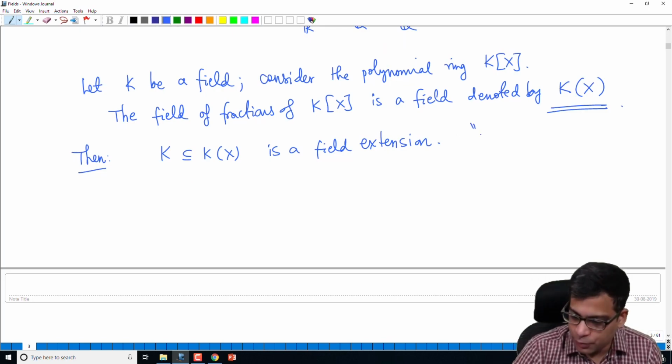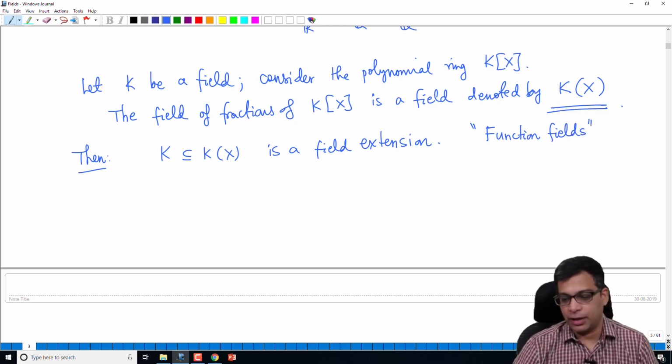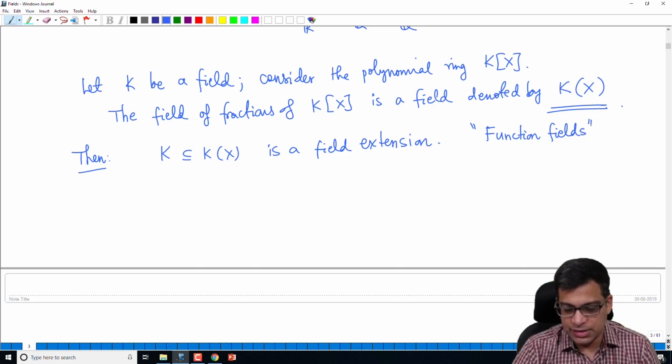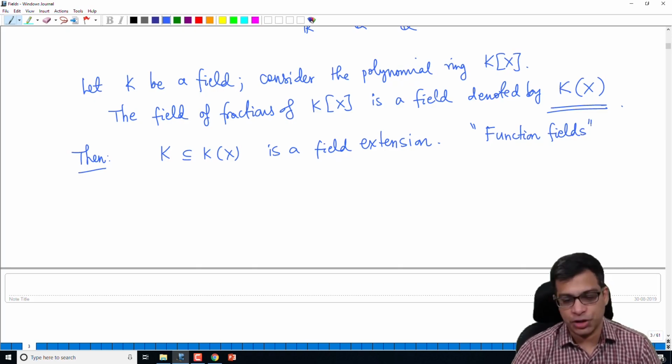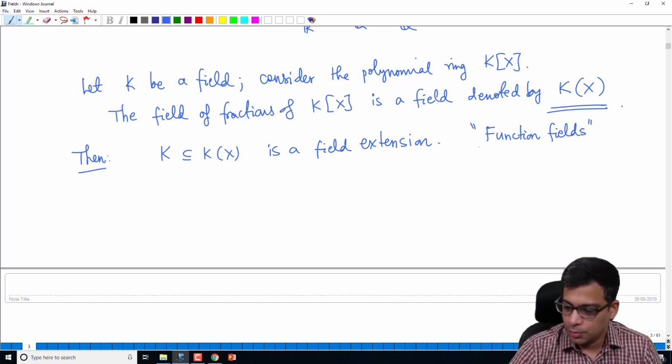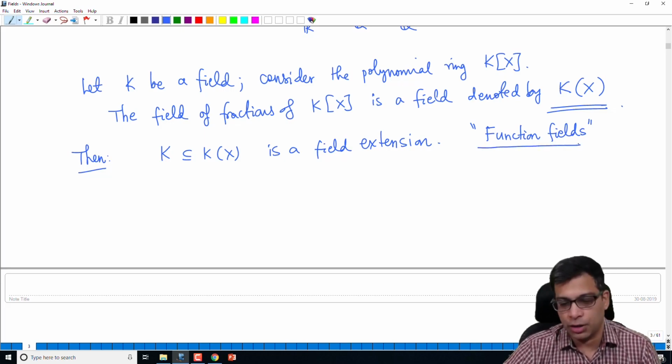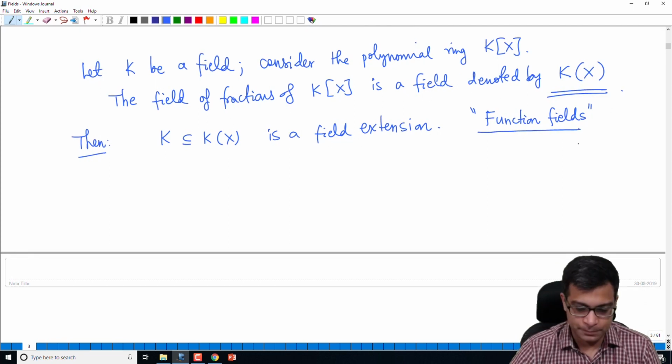And this we are not going to study that much. These are examples of what are called function fields. The terminology comes from algebraic geometry and analysis, where these elements can be thought of as functions, because a polynomial is a function. A ratio of two polynomials also is a function, but that's not going to be studied by us in detail.